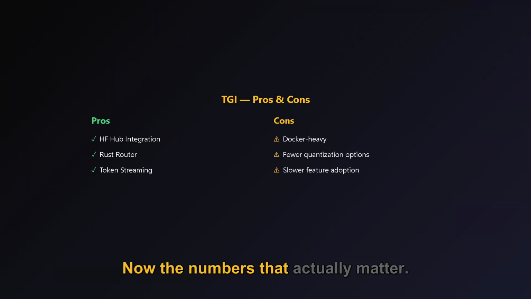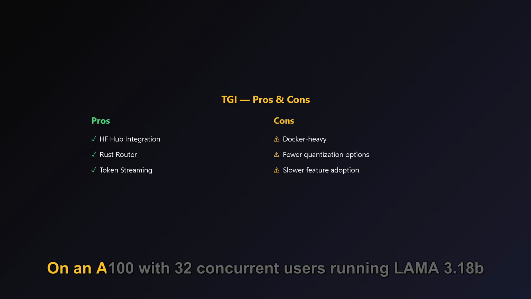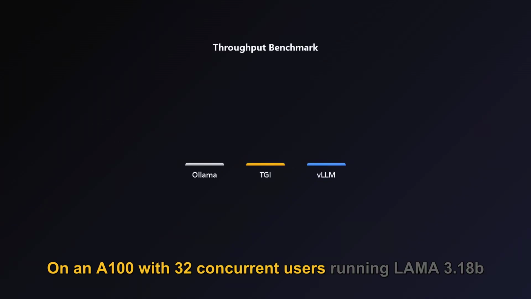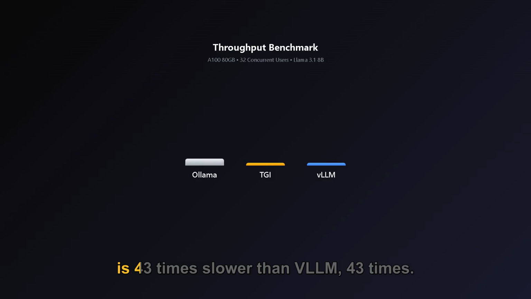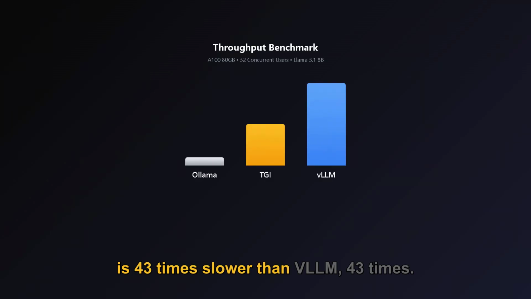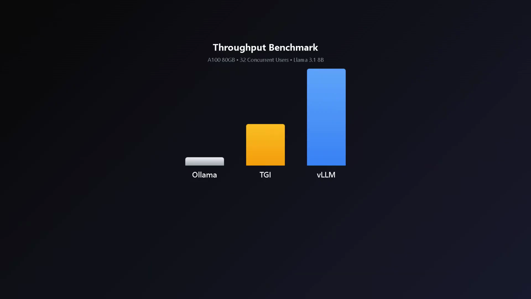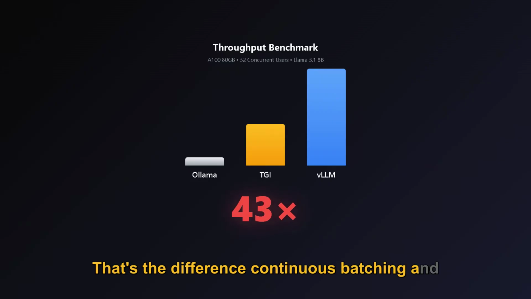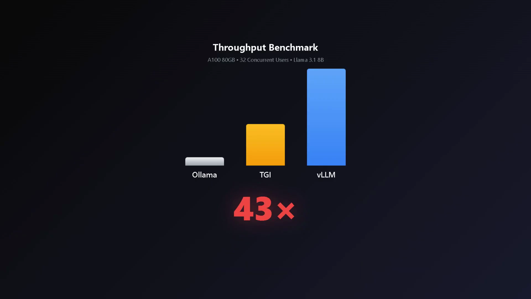Now the numbers that actually matter. On an A100 with 32 concurrent users running Llama 3.1 8B, Ollama is 43 times slower than vLLM. 43 times. That's the difference continuous batching and paged attention make at scale.